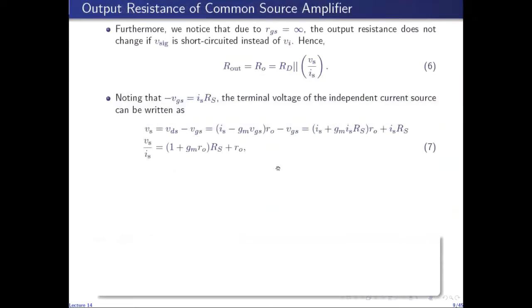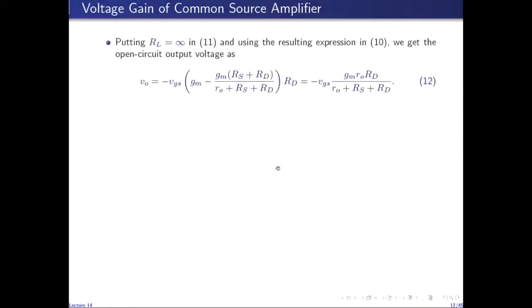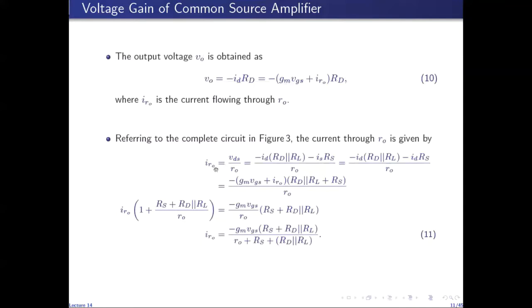So using these expressions, we can write IR naught as VDS over R naught. Like I said, VDS is VD, which is this expression, minus VS, which is this expression. So IS is equal to ID. So we take ID out common, and then we replace ID with GM VGS plus IR naught. We take IR naught onto the other side, simplify, and this is what we get. So this is the expression for IR naught for the complete AC equivalent circuit in which we have RL connected.